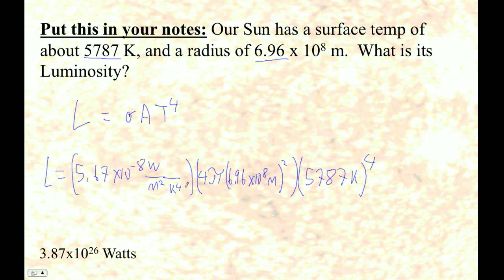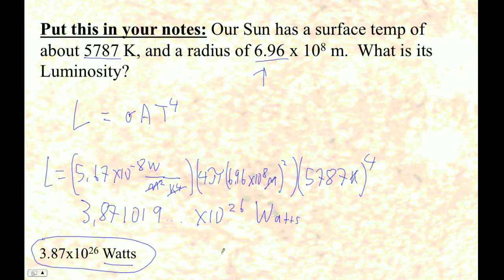Notice our units: kelvin to the 4th goes away, meters squared cancels, and you just get watts. The answer I'm getting is 3.871019, and so on, times 10 to the 26th watts. And we have 3 sig figs because of the given values, so you'd have to say this.